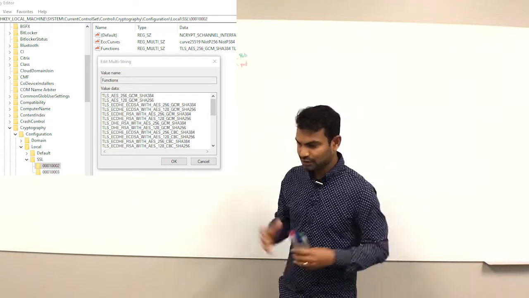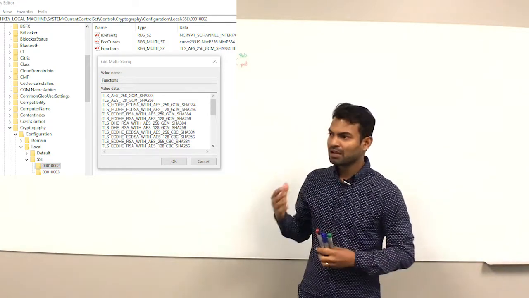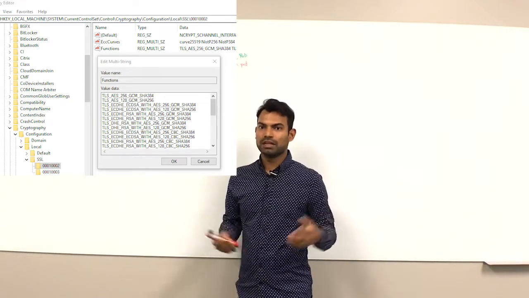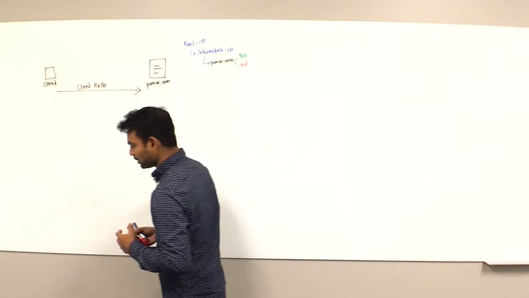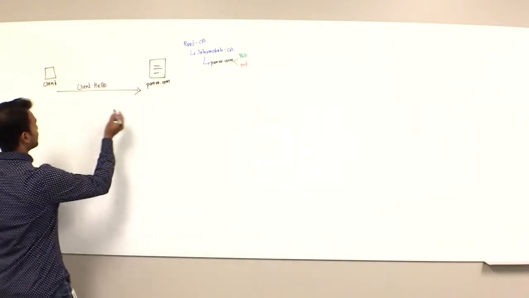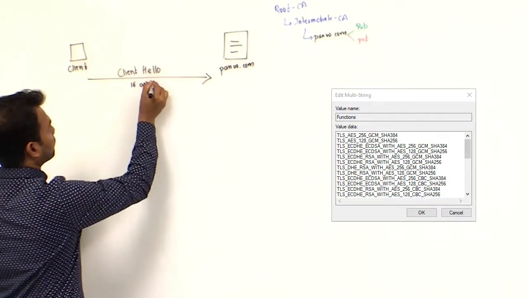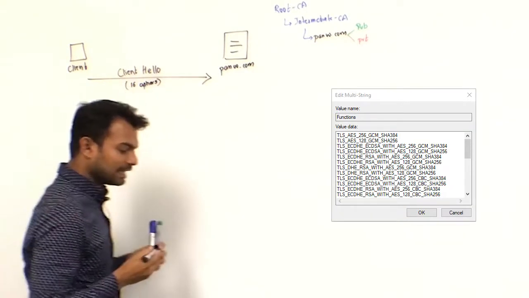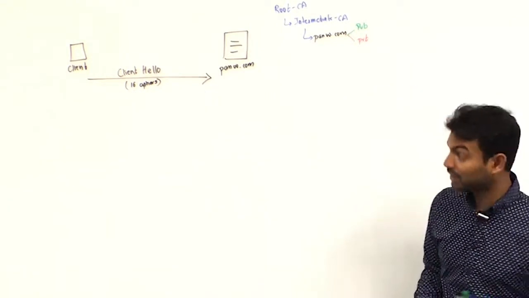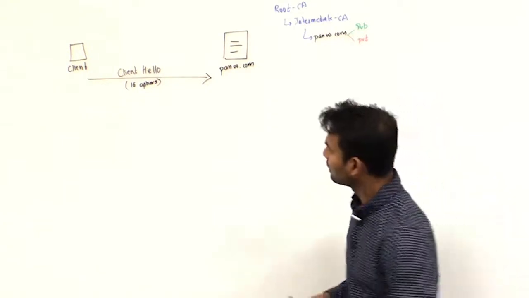A cipher is a set of algorithms for encryption and hashing, basically a suite, and the client can decide how many ciphers it wants to send. So the client can say we support 16 ciphers. It's basically declaring that I, as a browser or as an agent, am capable of supporting 16 ciphers if the server wants to use any of those ciphers.